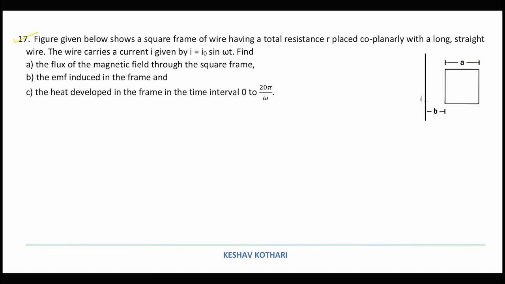So we are dealing with problem 17. So let us deal with the problem. It is stating: figure given below shows a square frame of wire having a total resistance small r placed coplanarly with a long straight wire. The wire carries a current I given by I equals I naught sine omega t. Find the flux of the magnetic field through the square frame, the EMF induced in the frame, and the heat developed in the frame in the time interval 0 to 20 pi by omega.